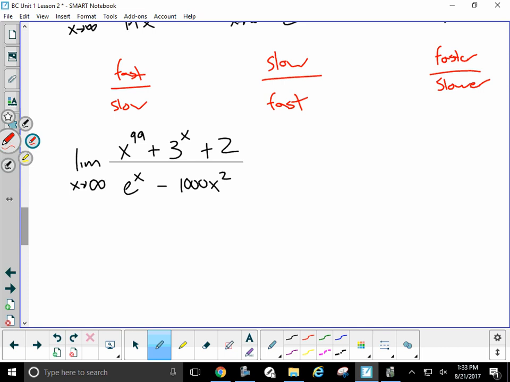Okay? This next one, when we have exponent powers, we can cross off now x to the 99th, the 2, the 1000x squared. We can look at e to the x and compare it to 3 to the x. You got to remember e is around 2.7, so 3 to the x is going to grow faster than e to the x. So this would be approaching infinity. We wouldn't have a horizontal asymptote. That would be its behavior.